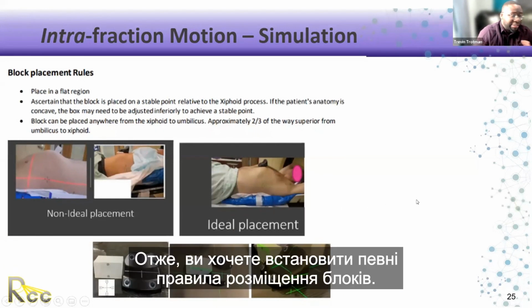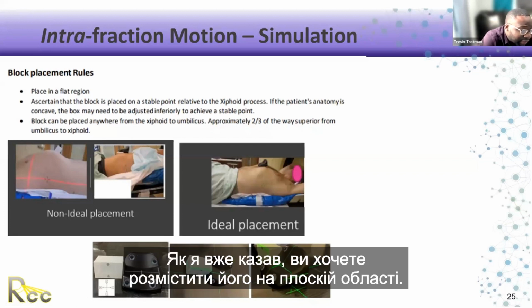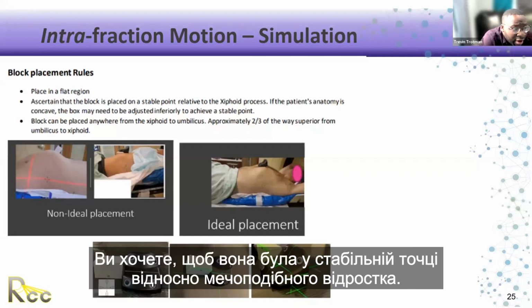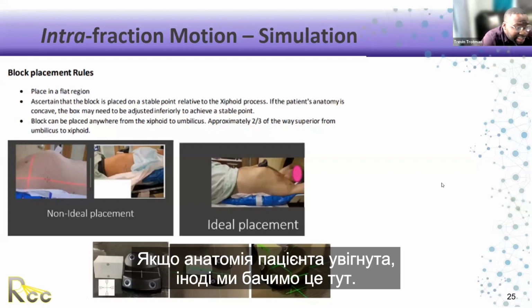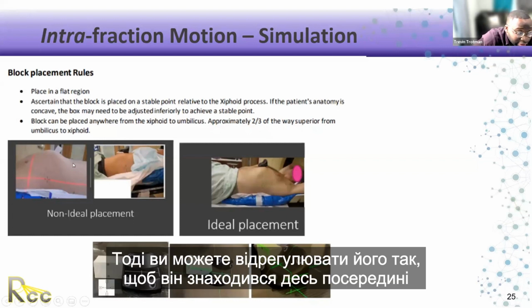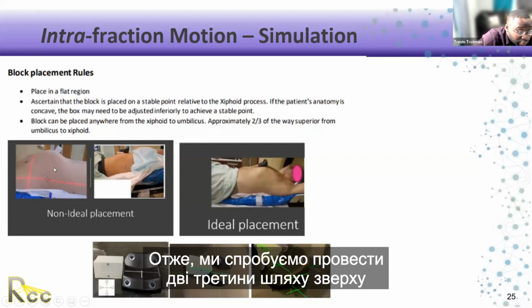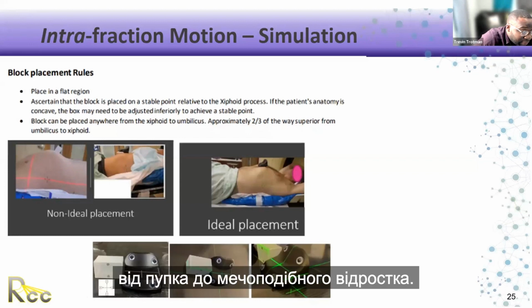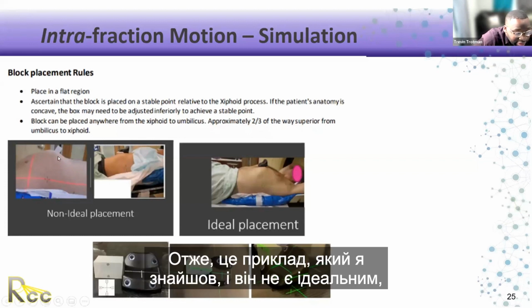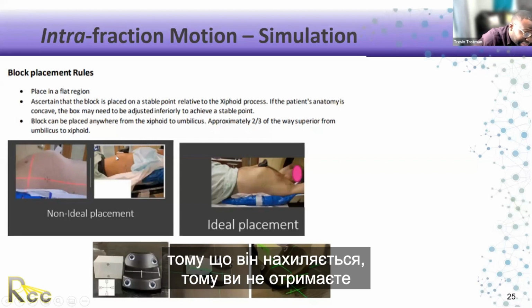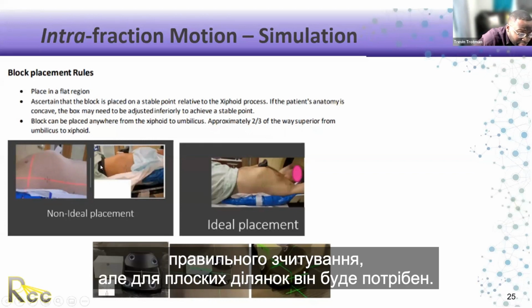So you want to establish some sort of block placement rules. Like I said, you want to place it on a flat region, on a stable point relative to the xiphoid process. If the patient anatomy is concave, which we sometimes see, then you have the adjustment to bring it down somewhere in between the xiphoid and the umbilicus. The rule of thumb is two-thirds of the way superior from the umbilicus to the xiphoid process. This is an example I found which is not an ideal placement because of how it's tipping, so you won't get a proper reading. Flat regions are what we need.